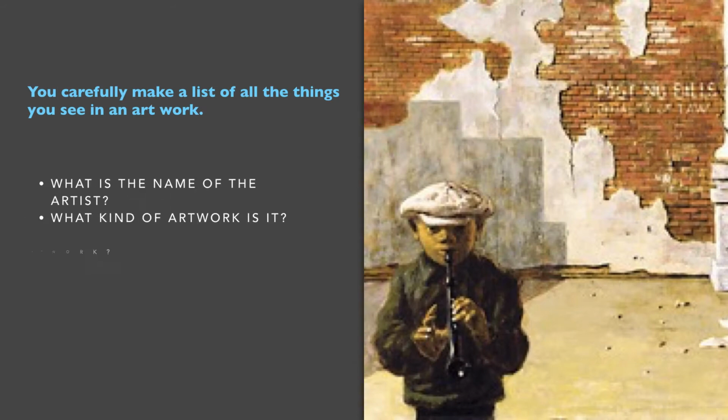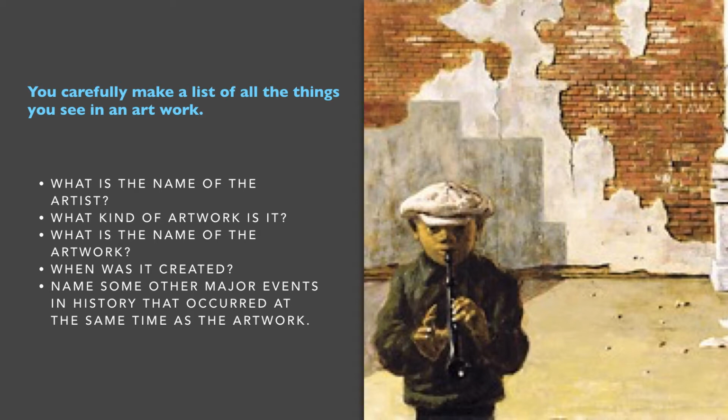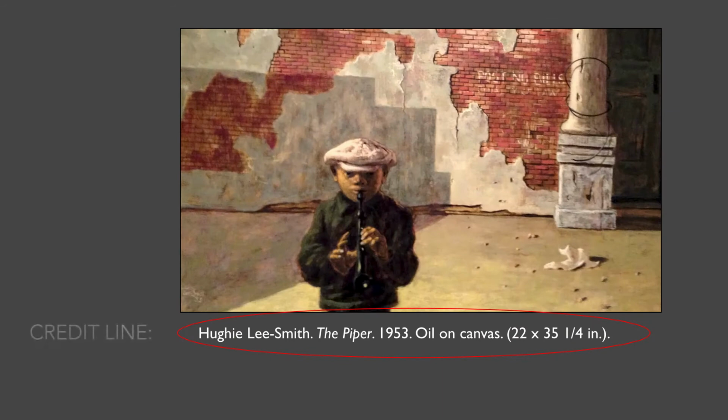First thing you do is you make a careful list of all the things you can see in an artwork. What's the name of the artist? What kind of artwork is it? What's the name of the artwork? When was it created? And then what were some major events in history that occurred at the same time as the artwork? So usually you'll find most of this information in the credit line.